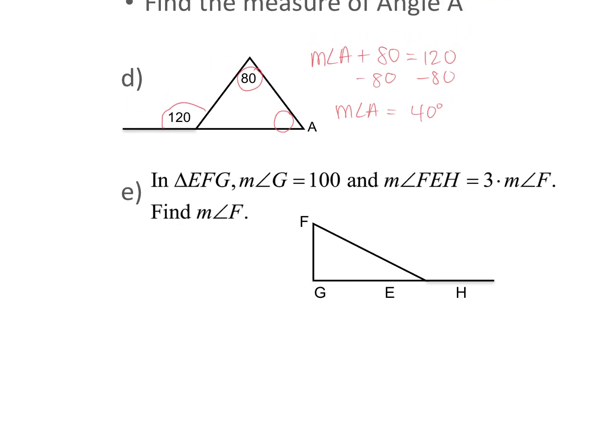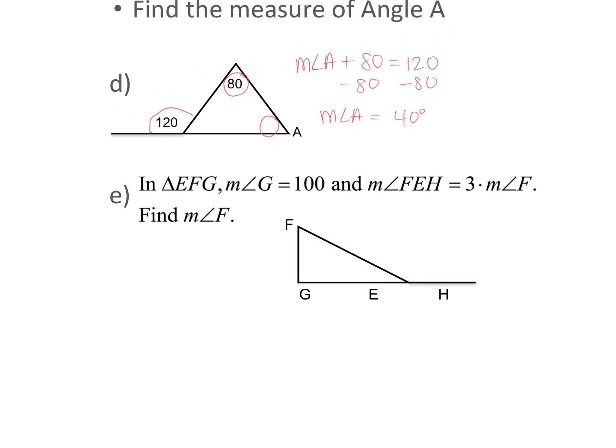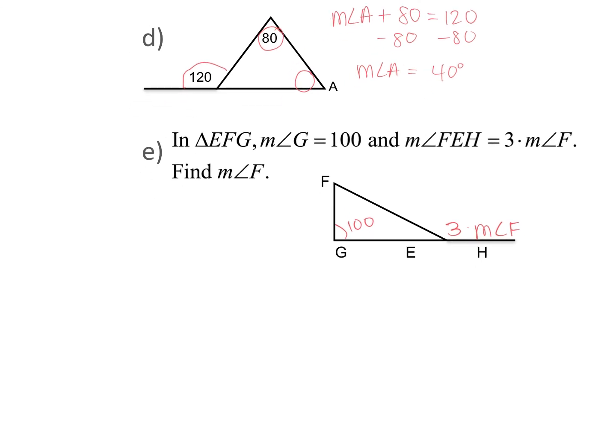Okay, in EFG, the measure of angle G is 100 degrees. The measure of FEH is 3 times the measure of angle F. Find the measure of angle F. Well, let's set up an equation. So this is going to be the measure of angle F. We know that 3 times the measure of angle F equals the measure of angle F plus 100, because these two angles added together should give me the exterior angle over on the other side.